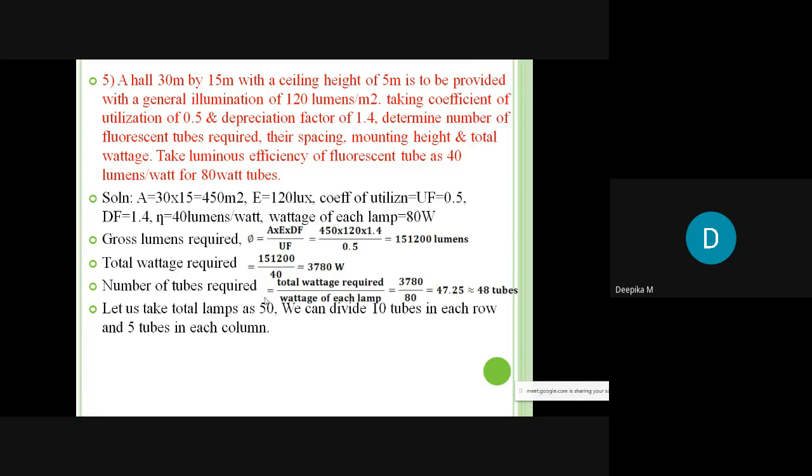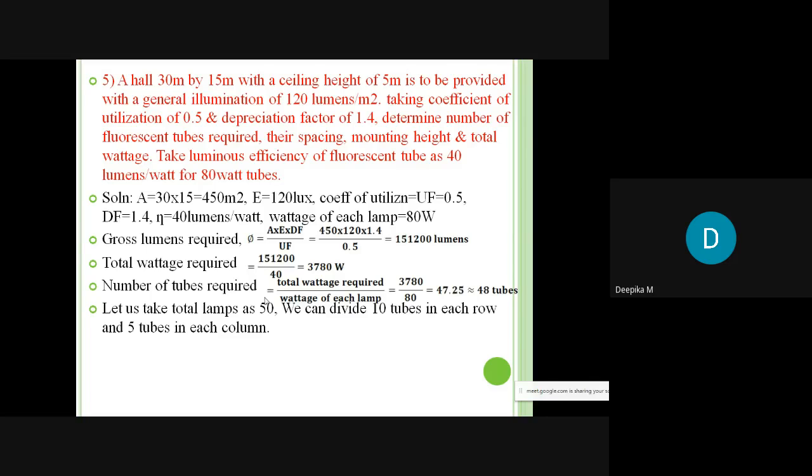If you have 48 tubes, you can divide them as 12 into 4, that is 12 lengthwise and 4 widthwise or in height, and 12 into 4 is 48. You can take that combination or another combination, but the distance between the lamps should not be large, it should be smaller. So usually, lengthwise we accommodate as many lamps as can be adjusted, and widthwise we restrict to a fewer number of lamps.